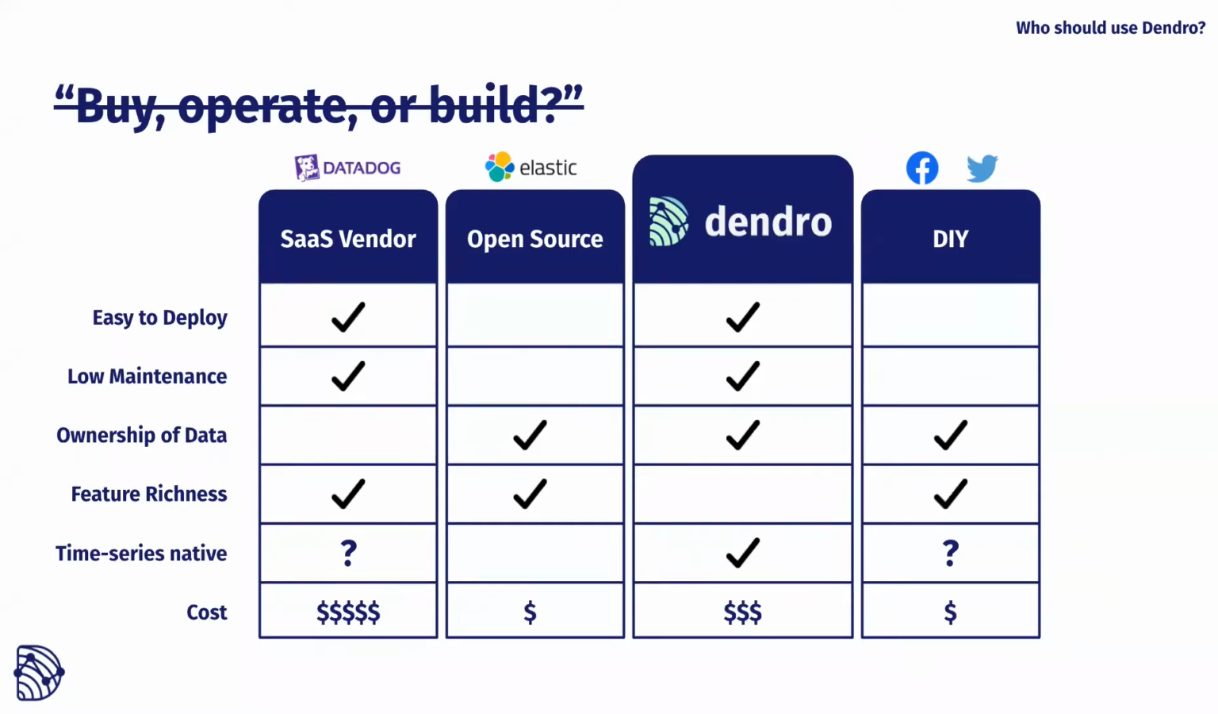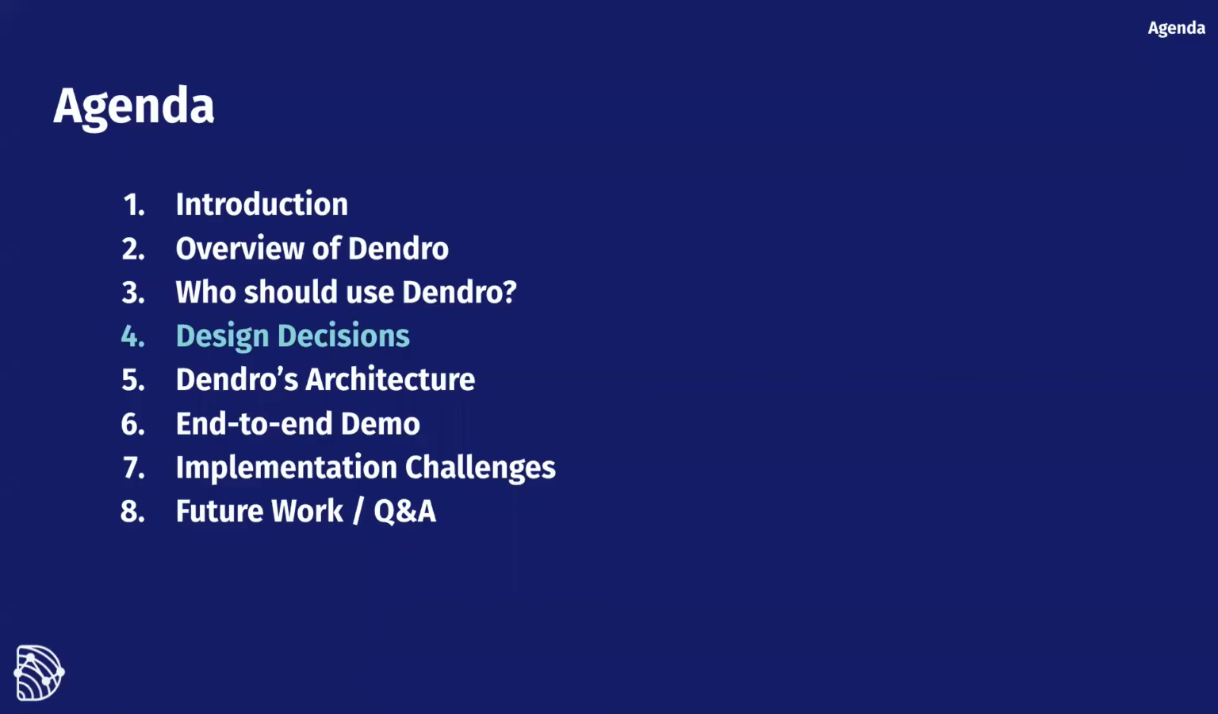But what we trade for the ease and speed of setup and time series optimization is cost. AWS pricing can be opaque and tricky to calculate at times, but Dendro certainly costs more to keep running than the Elastic Stack or a DIY platform because you're not operating the platform on your own infrastructure. Now I'll hand things over to Andrew, who will tell you a bit more about the design decisions we made that allowed Dendro to exist in that niche that we just discussed.